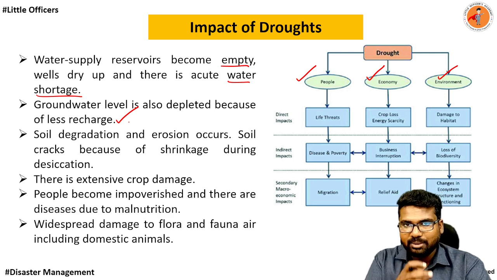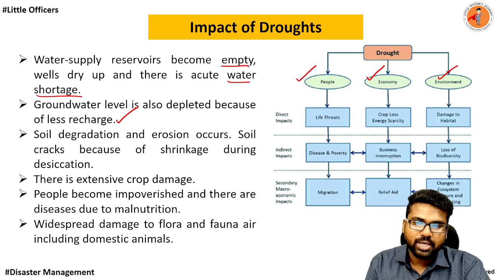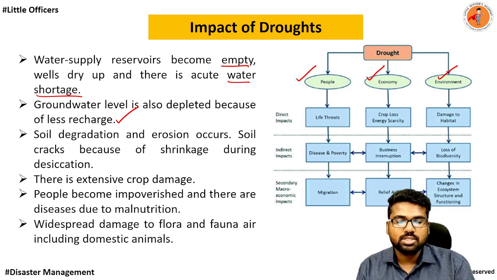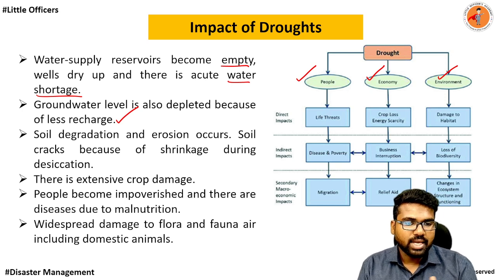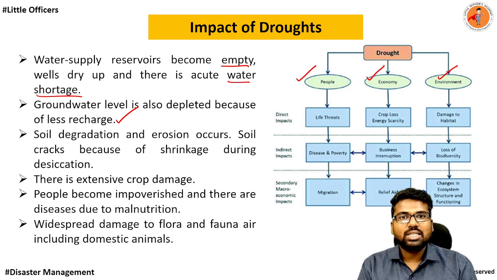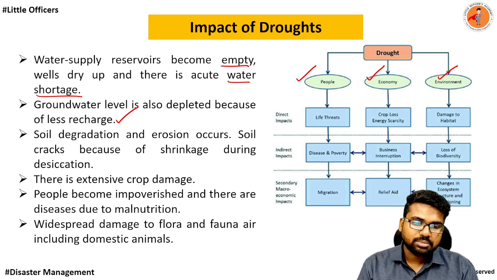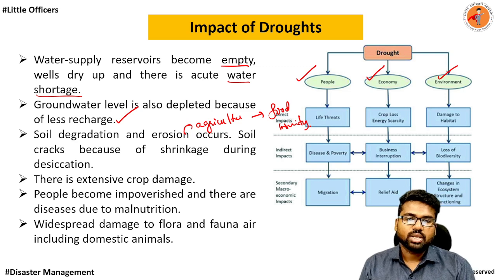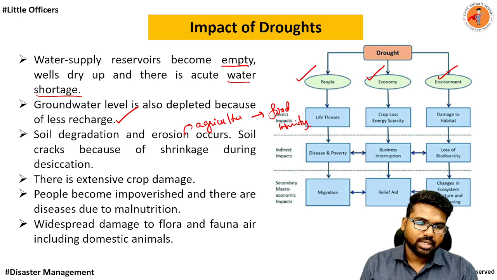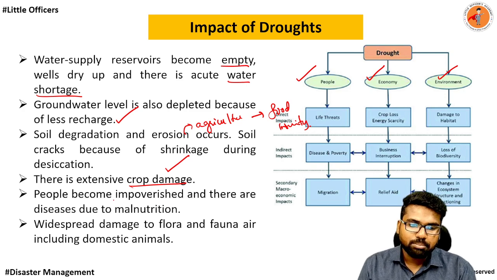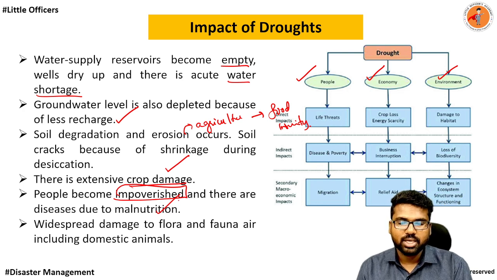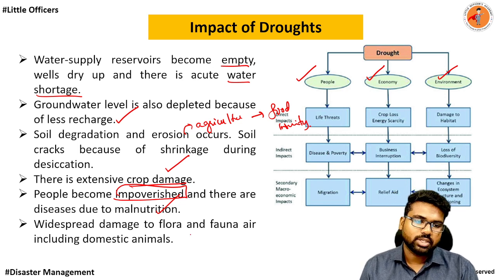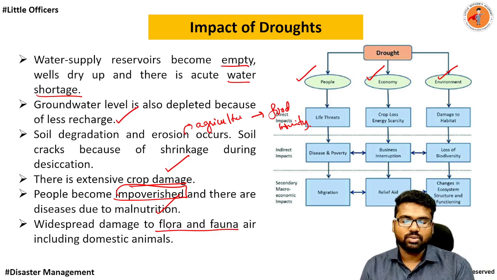Then groundwater level depletes. So instead of replenishing, it may deplete, leading to further scarcity and shortage, and agricultural drop, productivity drop. Then soil degradation and erosion can happen. The soil may turn into desert, desertification can happen, and thereby reduce your agricultural yield. When agricultural yield reduces, obviously food insecurity happens. This also impacts your animals, the livestock and poultry and others, they will also have less food supply. Then there is expensive crop damage. Then people become impoverished, like poor, and there are diseases due to malnourishment. Because lack of adequate food supply leads to malnourishment, stunting, wasting, hidden hunger, and also kwashiorkor, marasmus, these kinds of diseases. Widespread damage to the ecosystem, both flora and fauna, they may lose their life.